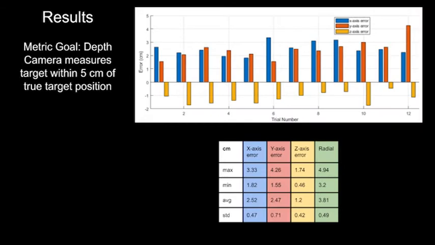The second metric goal is the accuracy and precision of the depth camera. Over 12 trials, the 3D vector measured by the depth camera was compared to the associated 3D vector from the mocap system. The goal was to keep error in any direction less than 5 centimeters. The result table on the bottom right shows the maximum radial error to be 4.94 centimeters, deeming success in achieving this metric goal.